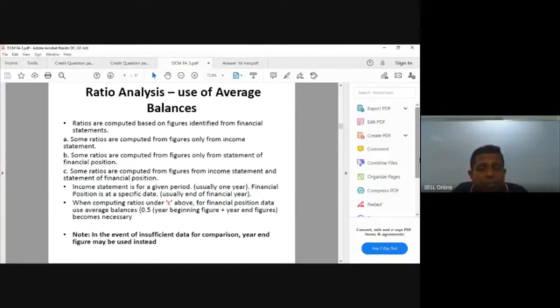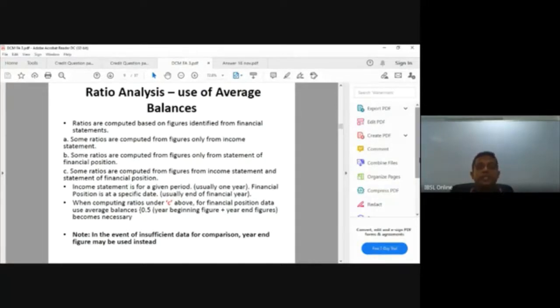Then there are some calculations done under ratios, taking all figures from the balance sheet or the statement of financial position. In that case also, no need to take averages. You can take the asset figure because both figures are taken from the same statement, right?